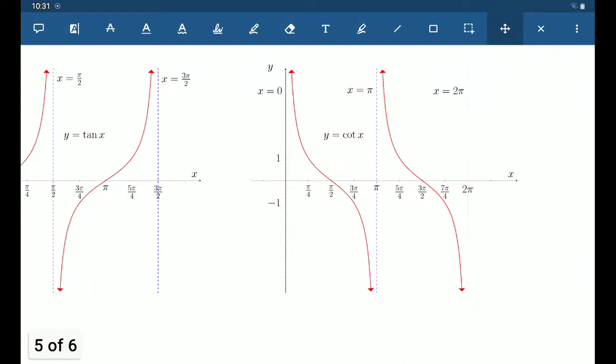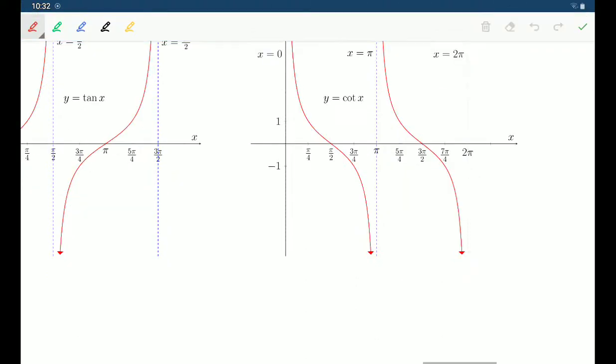Cotangent, again, also has a period of pi. It repeats itself every pi units. Wherever we've got our x-intercepts, at pi over 2, at 3 pi over 2, those are places where the cosine graph crosses the x-axis. Our asymptotes at 0, at pi, at 2 pi, those are places where the sine graph crosses the x-axis. Since cotangent is cos divided by sine, wherever sine is 0, cotangent is undefined. Cotangent would have a vertical asymptote.